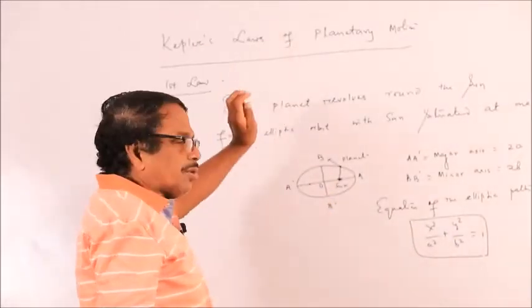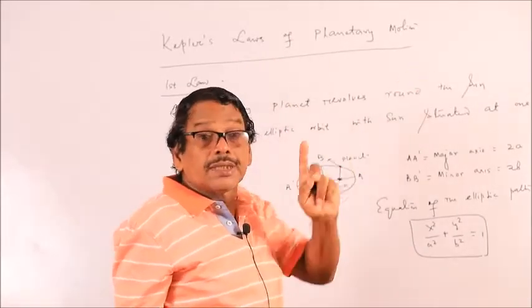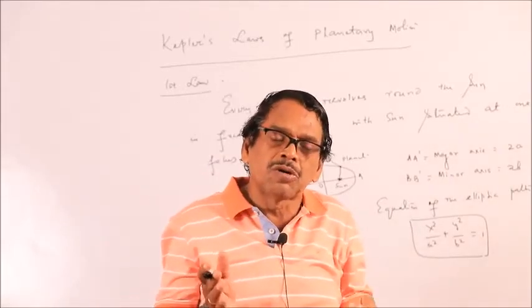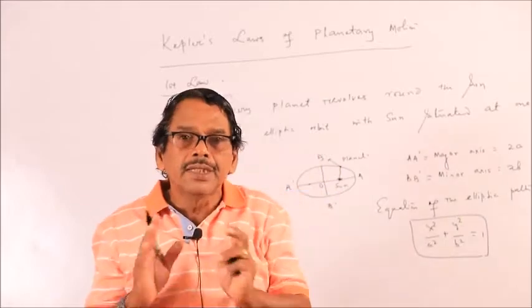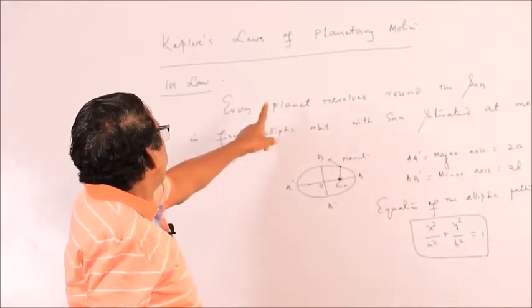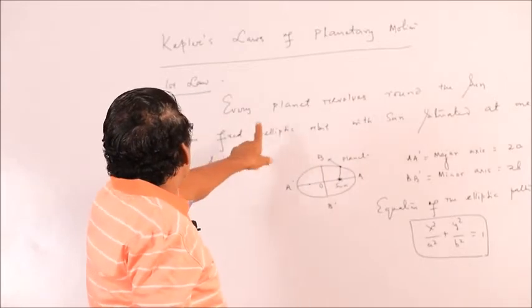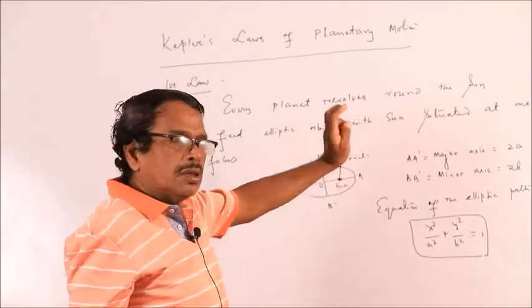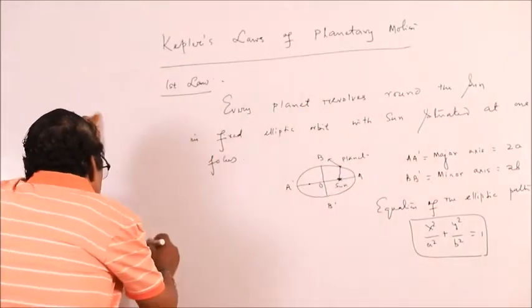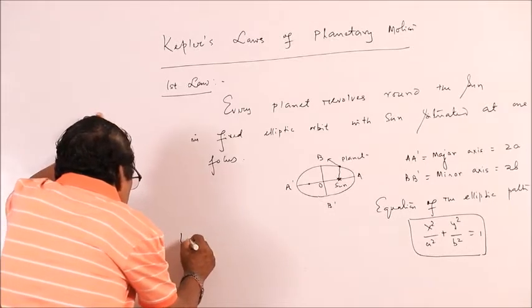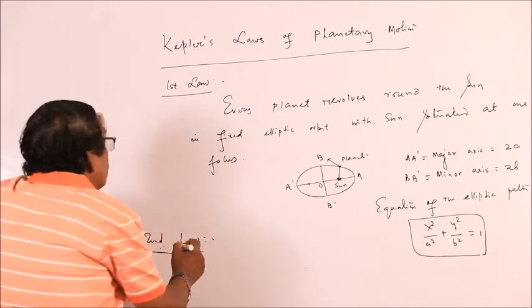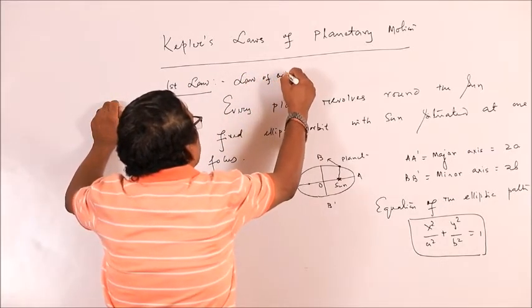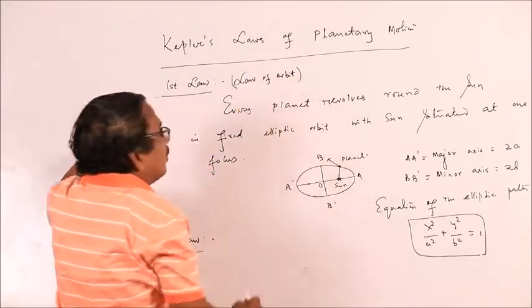So, this is about the first law, which says about the nature of the orbit. In what type of orbit is this planet revolving around the sun? The orbit is elliptical in nature. So, the statement goes like this: every planet revolves around the sun in a fixed elliptic orbit with the sun situated at one focus. The first law is also called the law of orbit, because it says about the nature of the orbit.